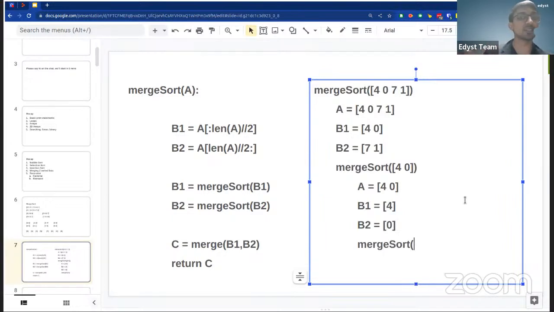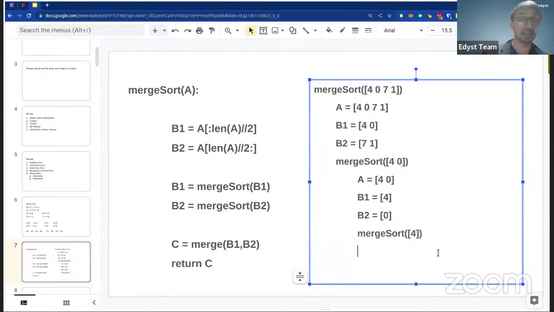No, not 7. There is no 7 here. That will come later. Just look at this B1. I am applying merge sort of this B1. As part of that function, I am applying merge sort again for that B1. So what is the merge sort of that? Merge sort of 4.